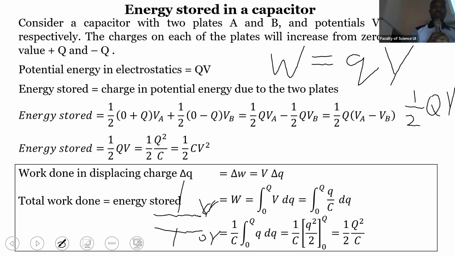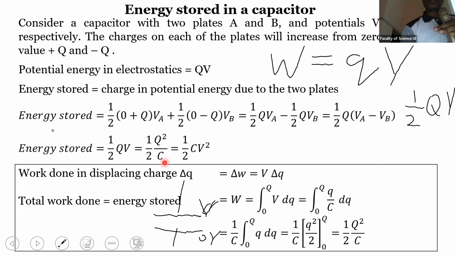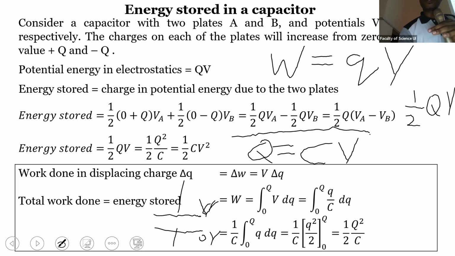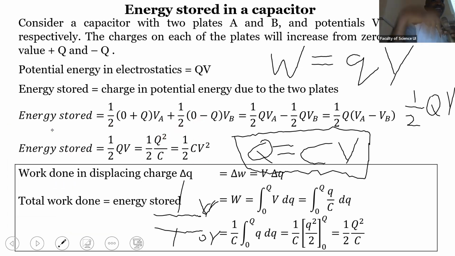Half QV can be expressed in some other ways, like we have seen in secondary school, to be half Q squared over C. You can say the only formula I have in my head is Q equals CV. This is all I have. Every other thing, I derive from this whenever I need them. And for the energy stored in a capacitor, the only formula I have in my head is half CV squared. The others, I derive on the spot.